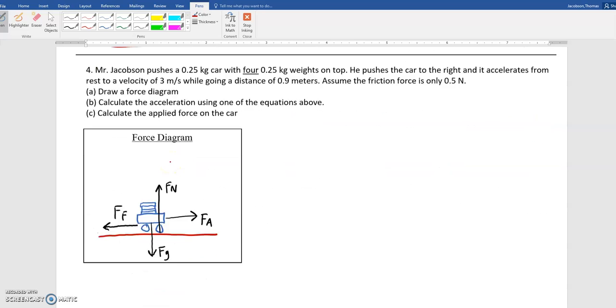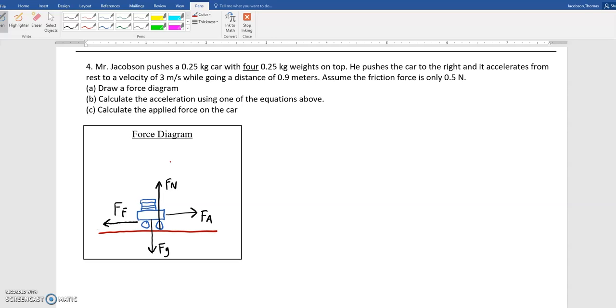All right, number 4 says I'm pushing a physics cart in class, and I want to determine several things. The first thing is drawing a force diagram, and you can see that below. We've got normal force up, gravity down, applied force to the right, and friction force to the left.